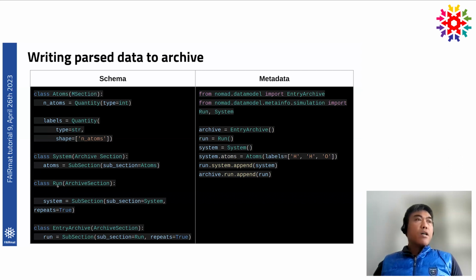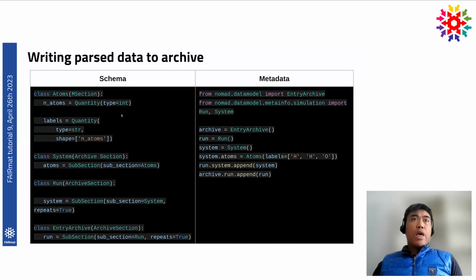The run section is defined by this run class here, and inside it we have a quantity system, which contains the system, and it's also a repeating section. Inside the system, we have the actual atomic configurations, which is defined by the class atoms. It's not a repeating section, so we only have one atomic configuration per system. Inside these atoms, we have the quantity labels, which is of type string and has shape given by n atoms.